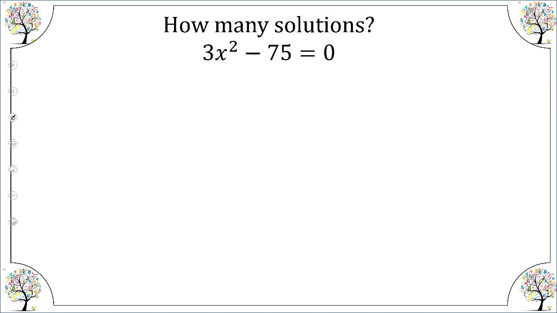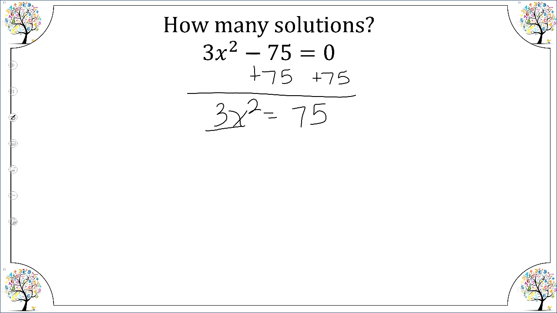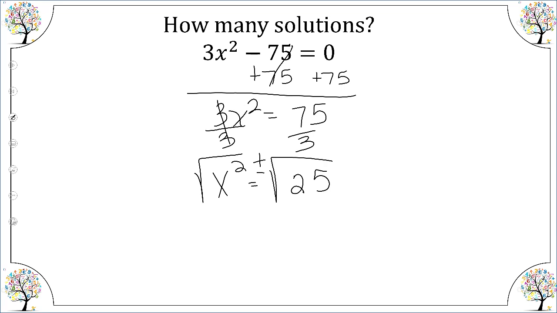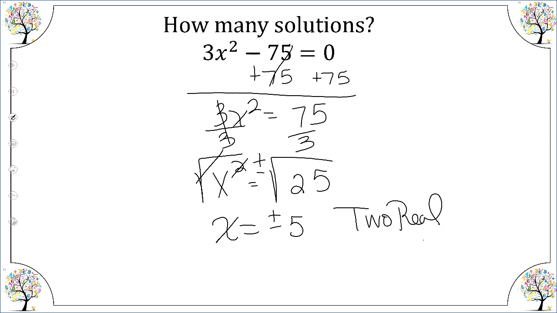Okay, how many solutions here? We have to get the x by itself. It's being squared, multiplied, and subtracted, so we're going to work backward. Now we're going to undo the multiplication by dividing. We're going to remember that we are going to take the square root, so we need positive and negative. We have a positive radicand, so we do indeed have two real solutions.